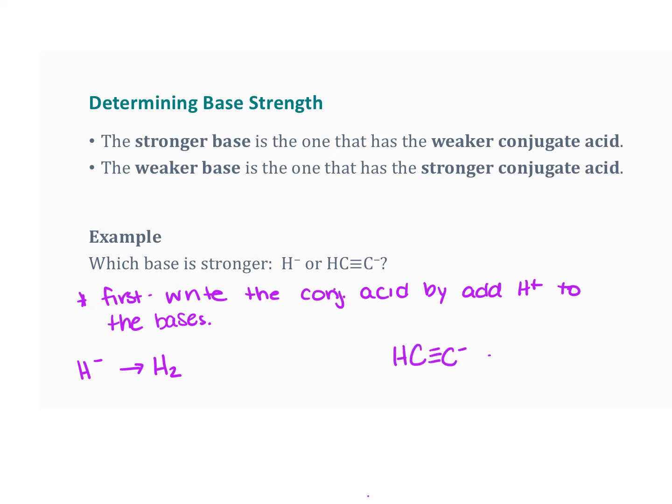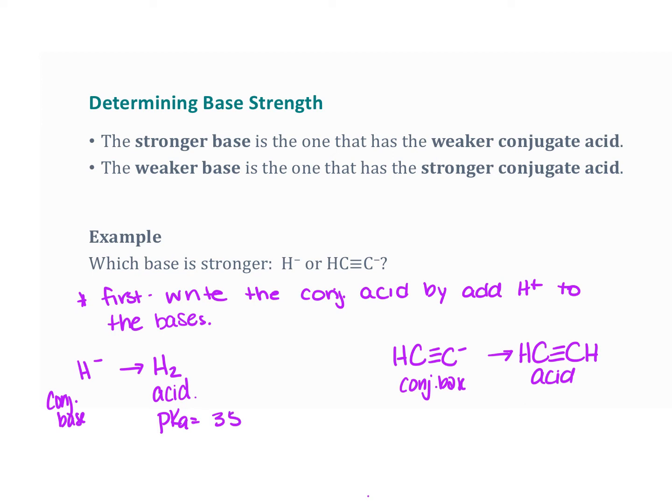And HC triple bond C minus is going to become HC triple bond CH. All we've done is add a proton. What we have done now is we have said, look, this is the acid, and this is its conjugate base. And then over here, this is the acid, and this is its conjugate base. Remember, these can only differ from each other by a proton. So I look up the pKa of the acid, and when I go to the table, I find H2, and the pKa equals 35.